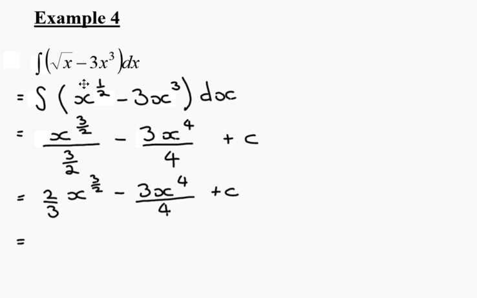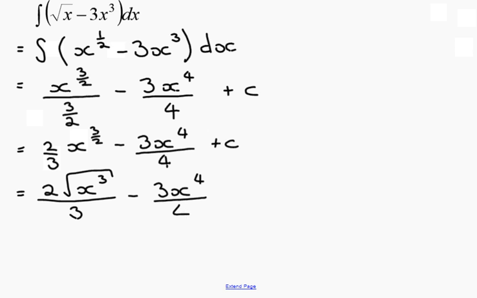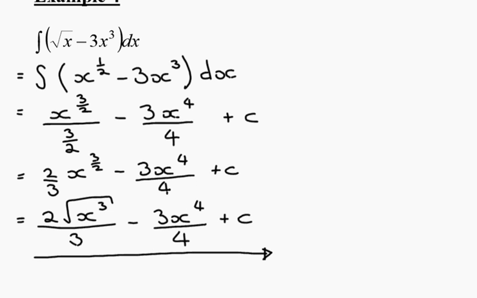We can tidy that up and make it look even prettier. Let's not have a fraction exponent. Let's rewrite that. So I've got 2. Now x to the 3 over 2 is the same as the square root of x cubed. And then it's my 3. Remember, you could have left that 2 over 3 out in front as well. Minus 3x to the power of 4 over 4 plus your constant of integration. So that's how you deal with the root in your question. Okay, let's have a look at our next example.